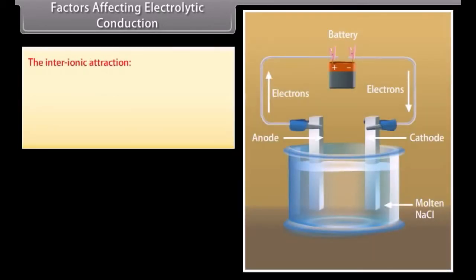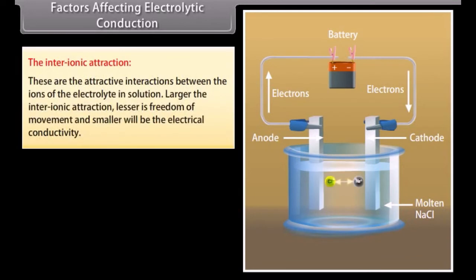Factors affecting electrolytic conduction. Electrical conductivity of the solutions of electrolytes depends on the following factors. The inter-ionic attraction. These are the attractive interactions between the ions of the electrolyte in solution. The larger the inter-ionic attraction, the lesser is the freedom of movement, and the smaller will be the electrical conductivity.